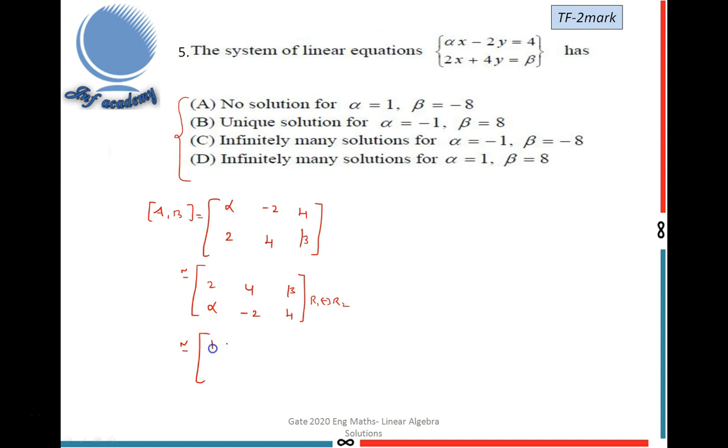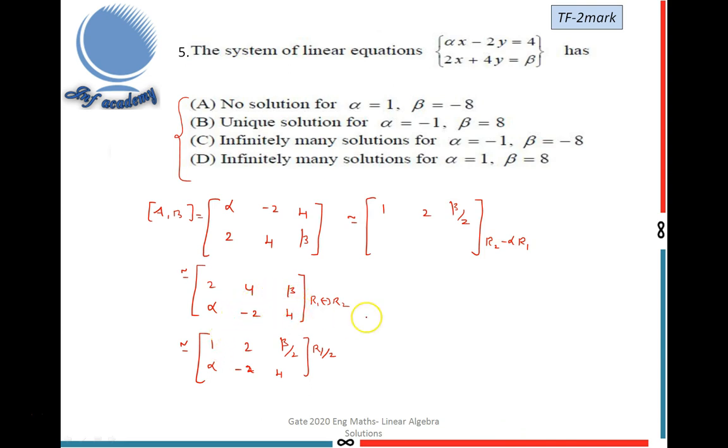So divided by 2, I can get 1. So R1 divided by 2. This is the first step. Alpha minus 2, 4. The next step is, I make this alpha into 0. First row is same. So second row becomes R2 minus alpha R1. Then only it becomes 0.